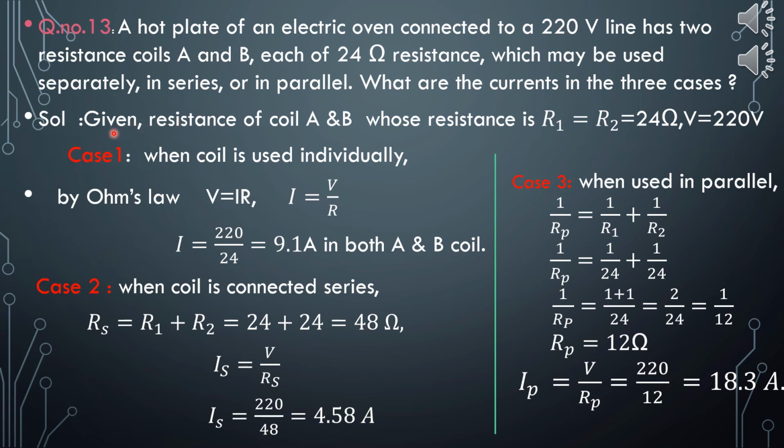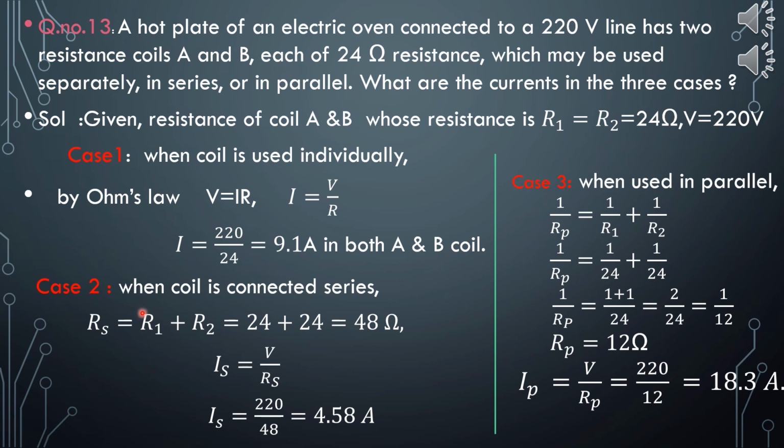Let us write the given. The resistance of coils A and B, let it be R1 and R2, is equal to 24 ohm, and the potential difference is 220. Let us go for case 1, where each coil is used individually. By using Ohm's law, V is equal to IR and I is equal to V by R. Substituting the potential difference as 220 and R as 24 each, the ratio is 9.1 amp in both the A and B coils.